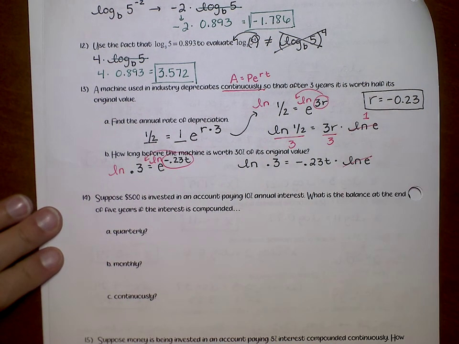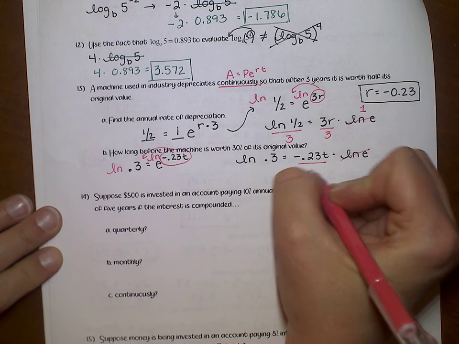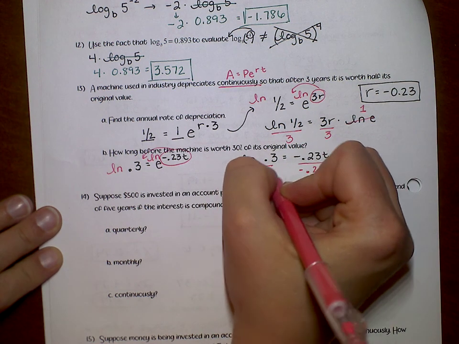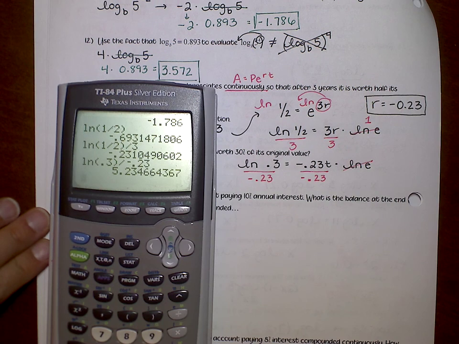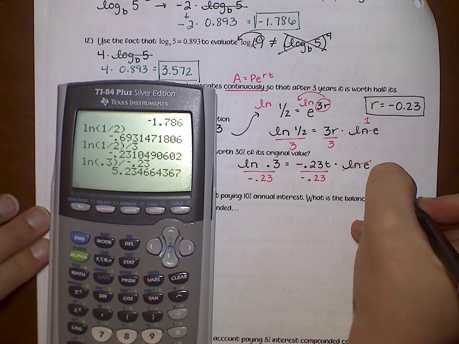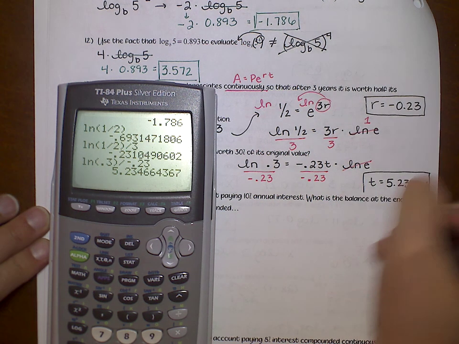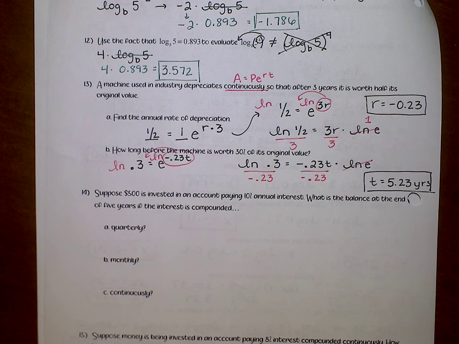Again, natural log of e drops out of there, and then really all I'm doing here is dividing by that negative 0.23. Divide by negative 0.23. So natural log of 0.3 divided by negative 0.23 works out to be 5.23. So that's your number of years. So I would say t equals 5.23 years, which seems reasonable to me, right? Because if it takes 3 years for it to cut in half, it's going to take a little bit longer than that for it to drop down to 30% of its value.